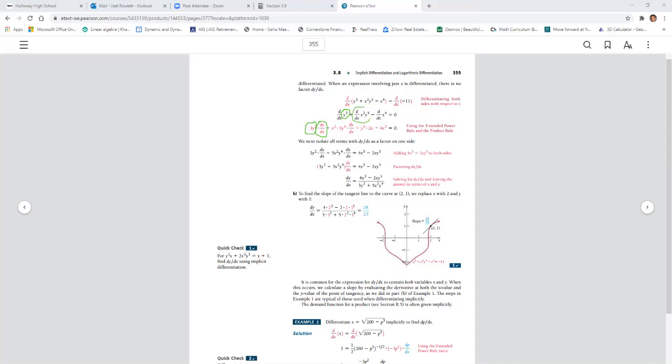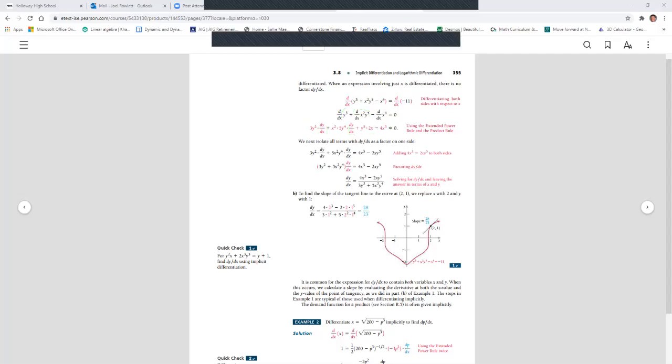Same thing with the second term here. This time they had to use the product rule. So they took the first one times the derivative of the second one. The derivative of y to the power of 5 is 5y dy dx. Plus the second times the derivative of the first. The derivative of x squared is 2x. And then, of course, the derivative with respect to x of x to the power of 4 is going to give us 4x to the power of 3. So this is the extended rule here.